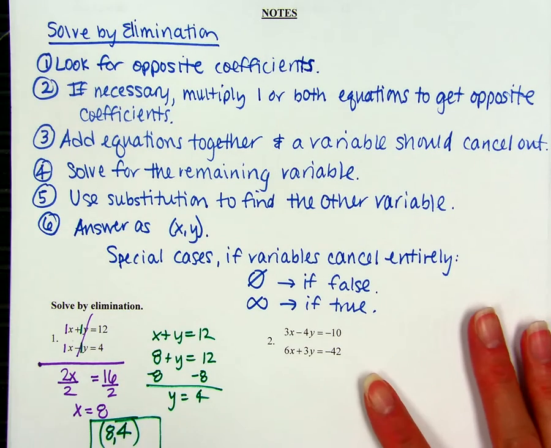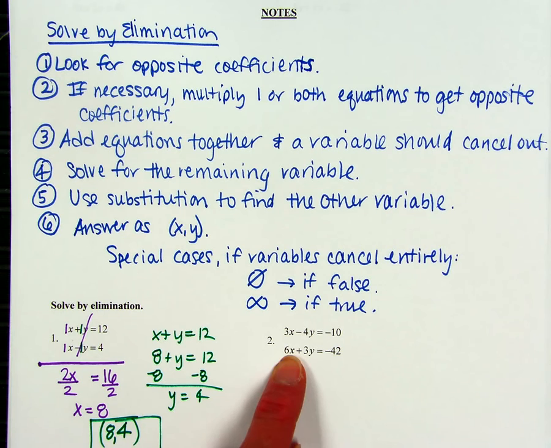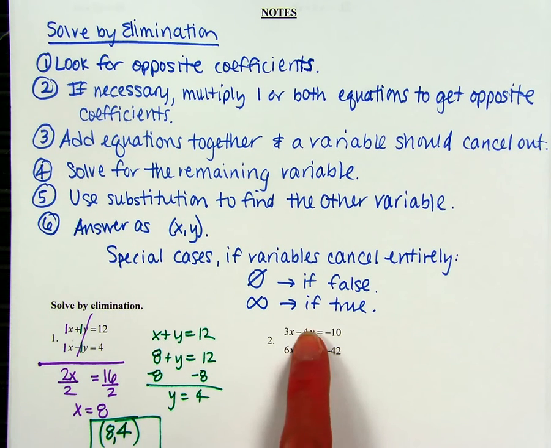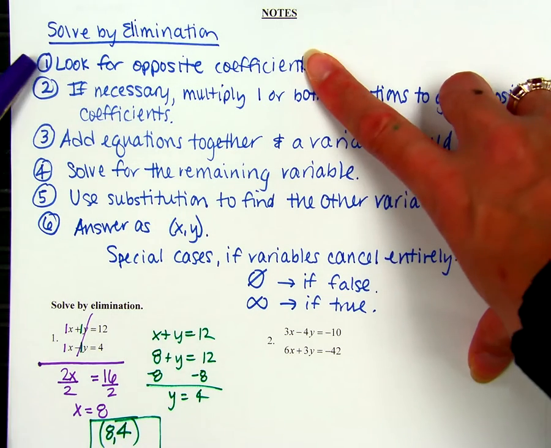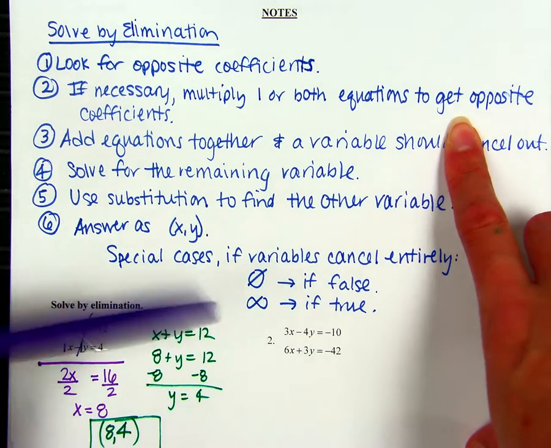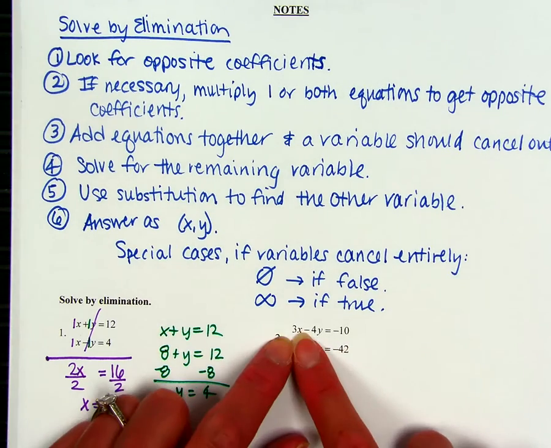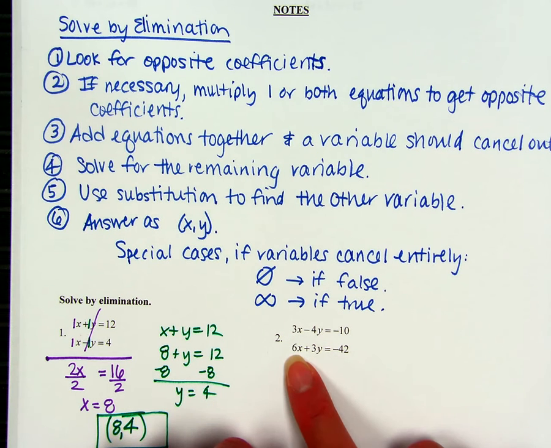Okay, so now we're going to move on to problem 2. We're looking for opposite coefficients. 3 and 6, those are not the same number. 4 and 3, those are not the same number. We have a negative one and a positive one, but they wouldn't cancel out to 0 if we were to just add them together. So in this case, we're going to look for opposites. We don't have that just yet. I'm going to multiply one of my equations so that I can get opposites. The easiest way to do it is if you can realize that if you multiply 3 by negative 2, you're going to get the opposite of 6.